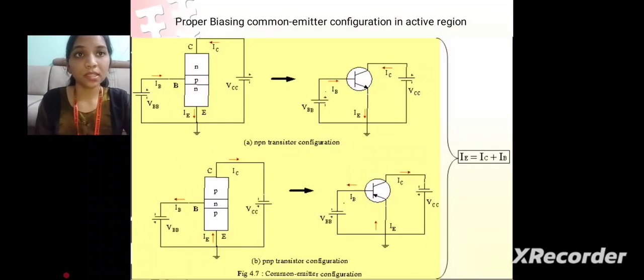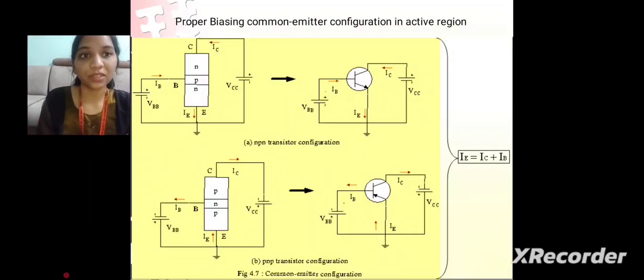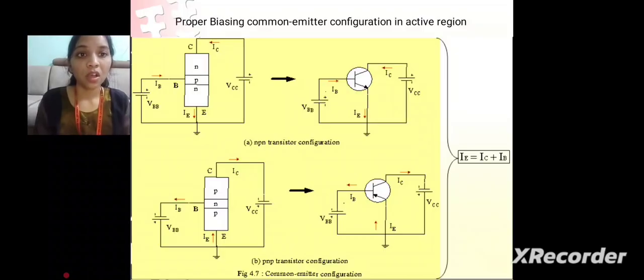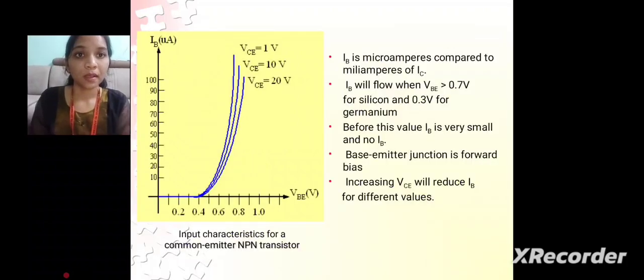Then, proper biasing of common emitter configuration in active region. We can see the NPN transistor configuration and PNP transistor configuration, both common emitter configuration. Then, input characteristics of common emitter NPN transistor. The graph of that. IB is in microamperes compared to milliamperes of IC.